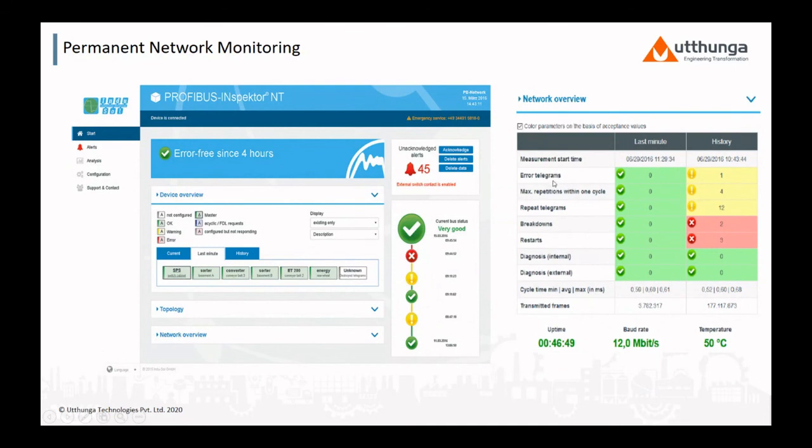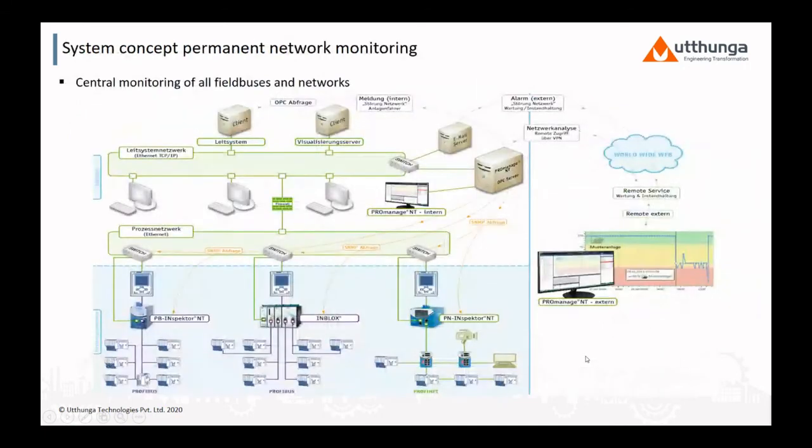What I said is the error telegrams and maybe the repeat telegrams. Okay, breakdowns, how many times my systems are restarted, and internal diagnostics, maybe the external diagnostics. External diagnostic means, like, a wire break, that is external diagnostics. Maybe you can identify for the last minute how many times it happens, and even history you can store.